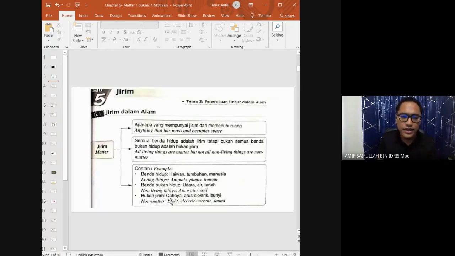There are things that exist, we can see them, but they are not matter because they do not occupy space and do not have mass, such as light. You can see light, but light is not matter. The lamp is matter, but the light from the lamp is not matter because it does not occupy any space and it cannot be weighed. You cannot weigh it, no mass. Electric current is also the same. Sound, you can hear it, but it is not occupying any space. You cannot keep it anywhere. So these are the examples.